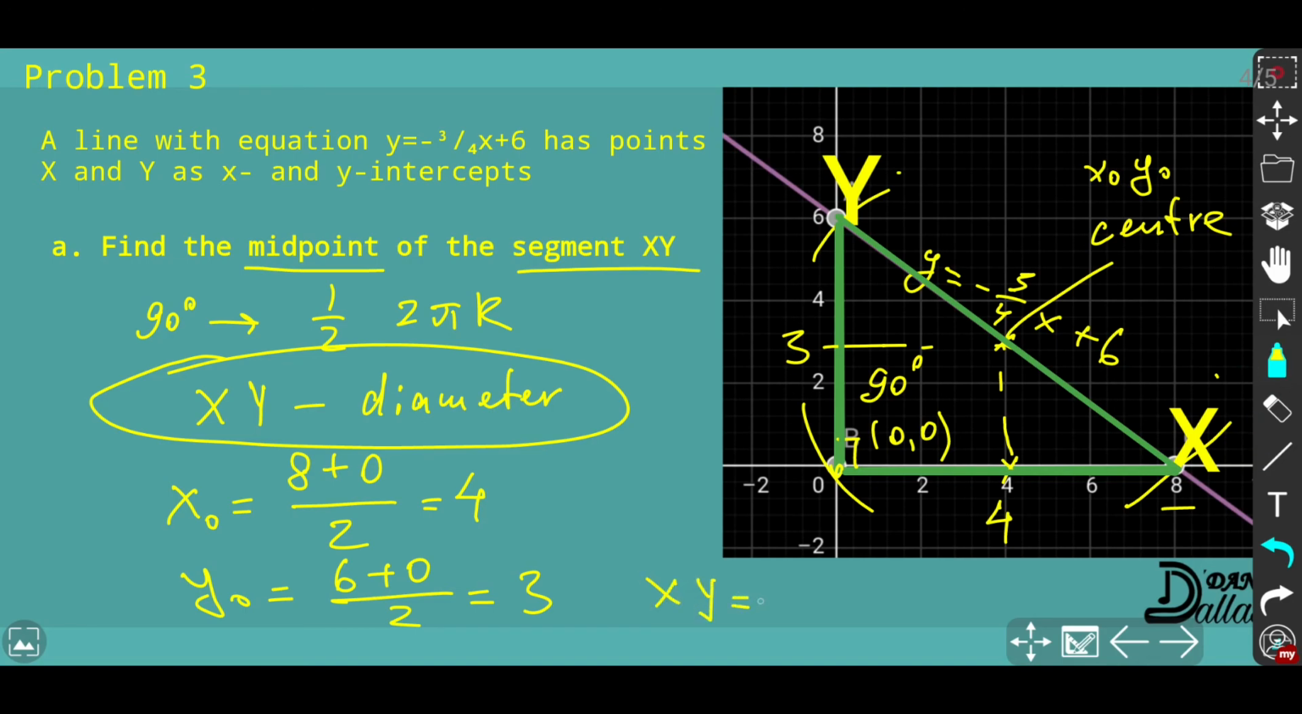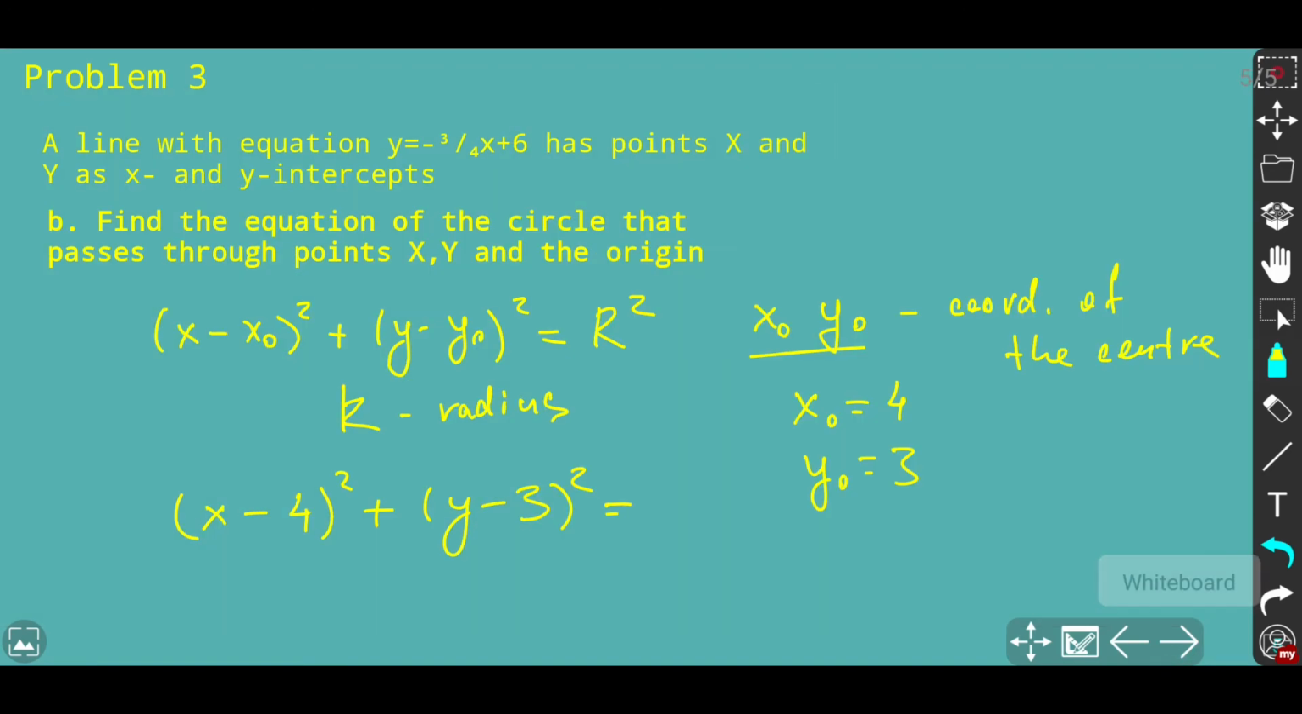So that means the xy length is going to be the hypotenuse, so it's the square root of 8 squared plus, in this case, 6 squared. So 64 and 36, and the square root of 100, so that's why it's 10. So the radius is half of this length. That means the radius is going to be 5, right? Half of the diameter, half of the 10, okay?